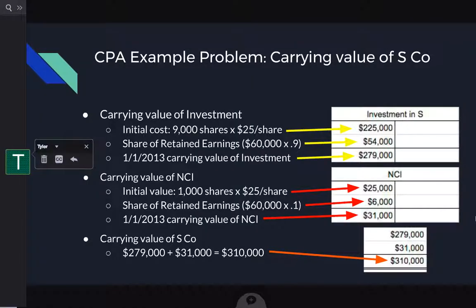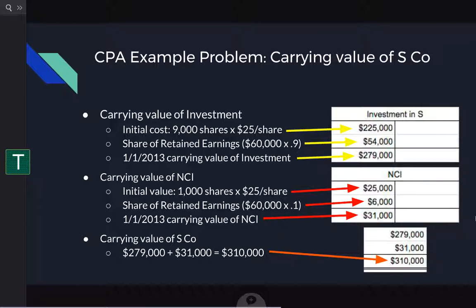First of all, we're going to find the carrying value of S Company's equity. So to do that, we're going to add together the investment in S and the non-controlling interest. First of all, to find the investment in S, we add the initial cost, which is 9,000 shares purchased times $25 a share, what they originally purchased the company for, which is $225,000. Then we take the parent share of S Company's net income. So S Company had $60,000 net income for 2012, and during 2012, P Company owned 90%. So that's going to be 54,000 added together is going to be 279,000.